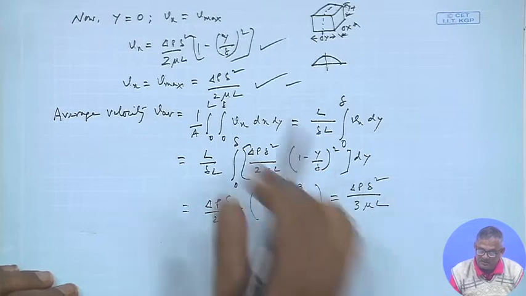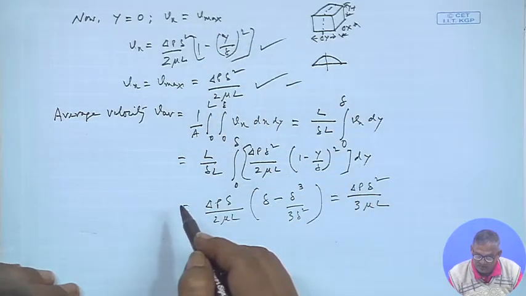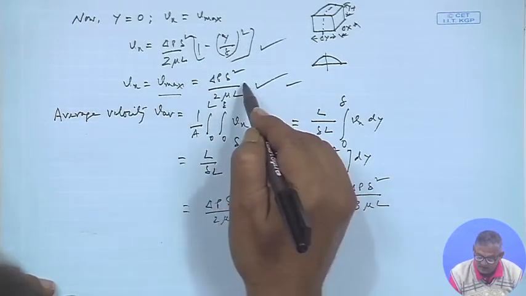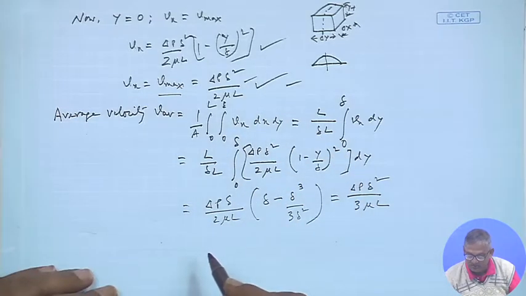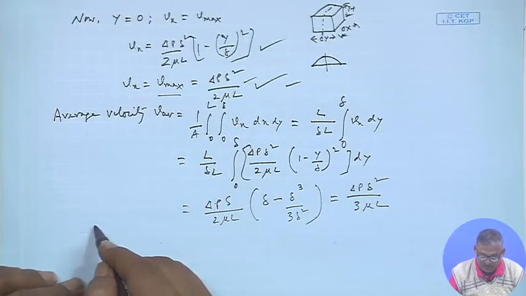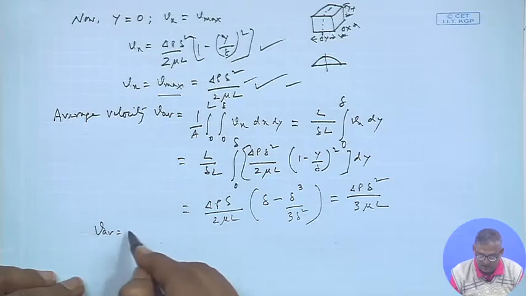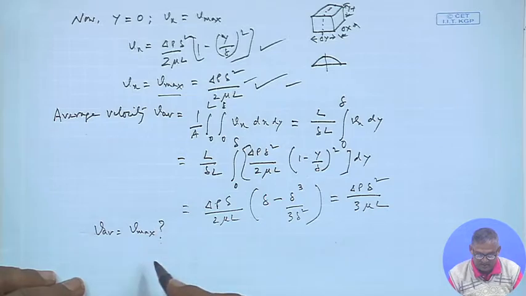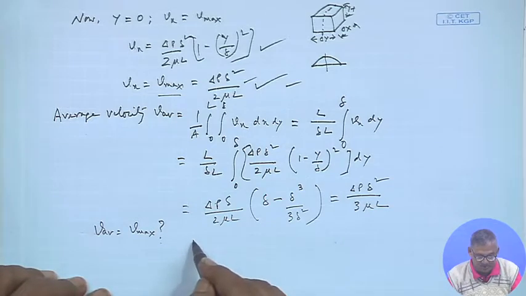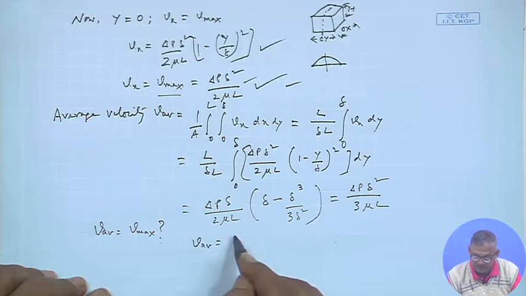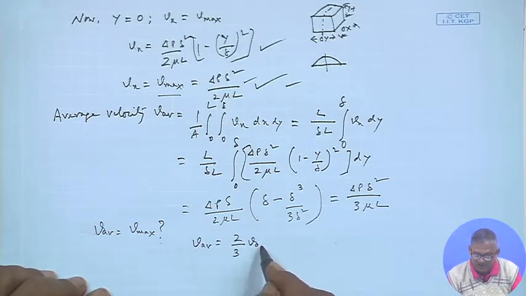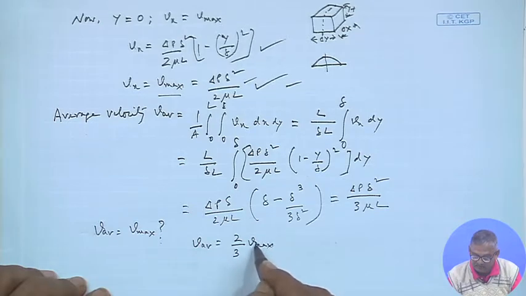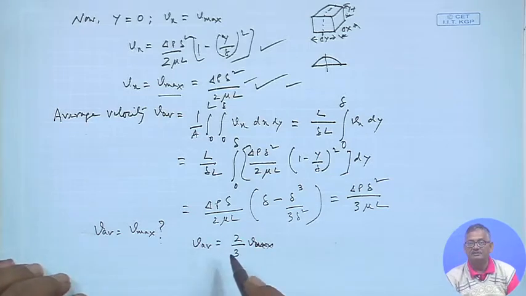And this, if you remember, we had V max as delta p del square by 2 mu L. Then what is the relation between V average and V max? That relation becomes V average is equal to 2/3 of V max, right. 2/3 of V max is the V average, right.